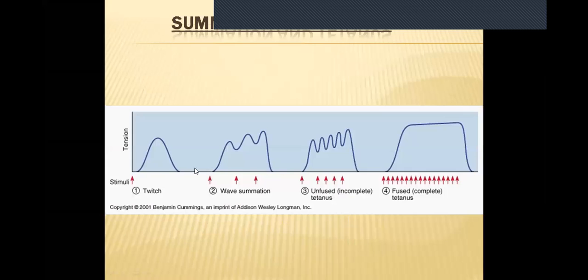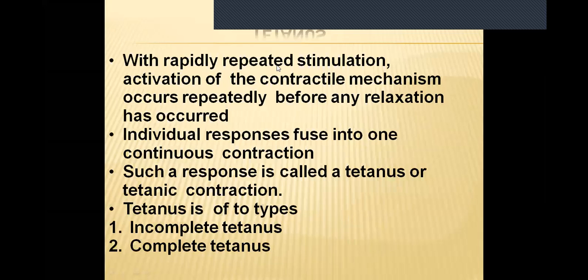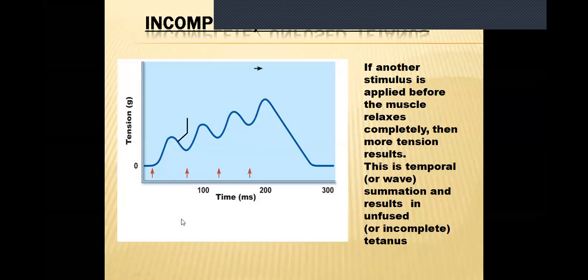And in this, how is the summation taking place? So this is single twitch summation. In summation, we have seen the Treppe condition. Next, incomplete tetanus and complete tetanus. When these stimuli are given rapidly to the muscle, it will finally reach the tetanus condition. All individual responses fuse with each other to contract continuously. This continuous contraction is of two types: complete tetanus and incomplete tetanus.